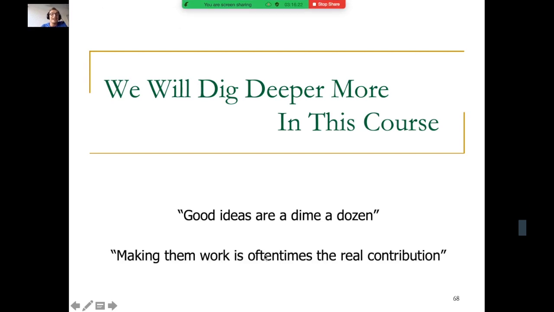But even once you get to those good ideas, the work doesn't stop. Making those good ideas work, once you've somehow determined that those ideas are worthwhile exploring, is oftentimes a real contribution. That leads to a lot of interesting work, and that leads to people employing your ideas in real life also.